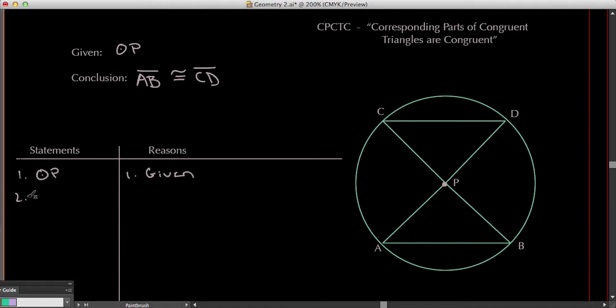A good thing to do here, if we're trying to prove that AB and CD are congruent, would be to see if these two triangles that I see here in this circle are congruent. If the triangles are congruent, then we can prove that the two line segments are congruent because they're corresponding parts. If I picked up that top triangle, turned it over, and placed it on top of the bottom triangle, then those sides, AB and CD, would correspond. They would line up.